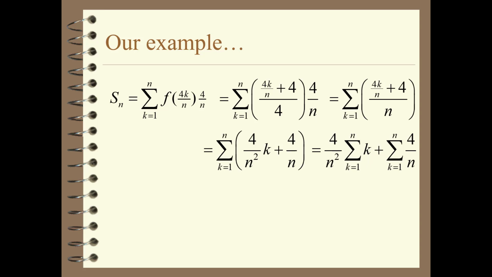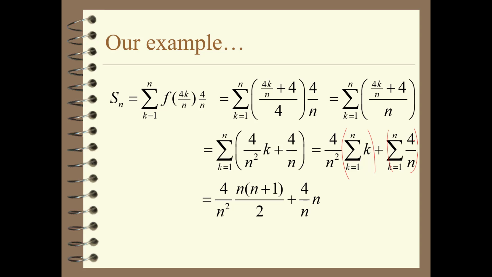Thing is, though, I have formulas for this one and for that one. The first one's the sum of 1 plus 2 plus 3 plus 4 up to n. That's the sum of the first n integers. The second summation is the sum of a constant as k goes from 1 to n. And we have a formula for that one too. Just using those formulas, that would then give you this particular expression.